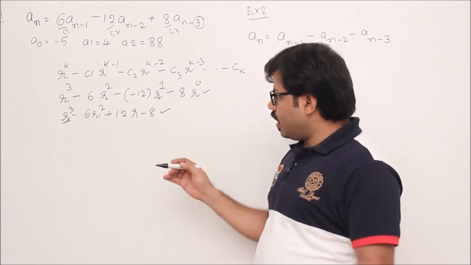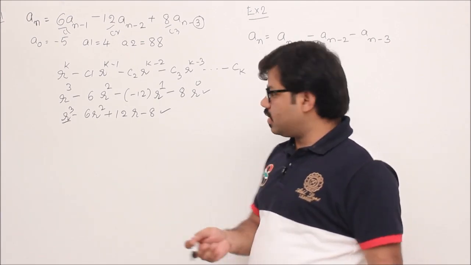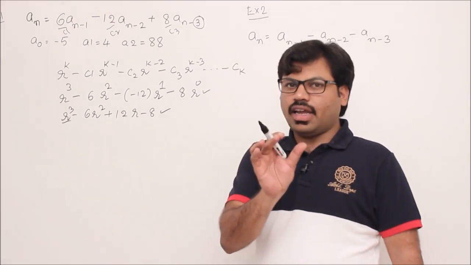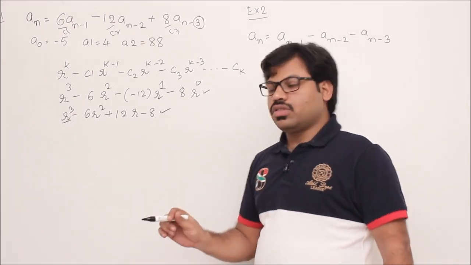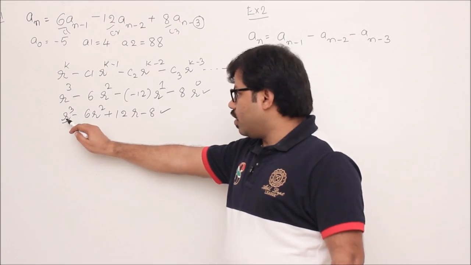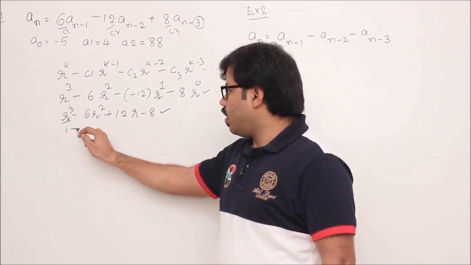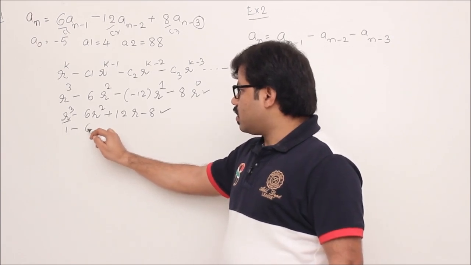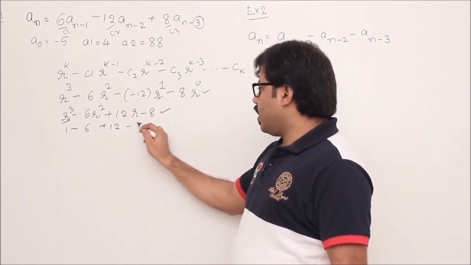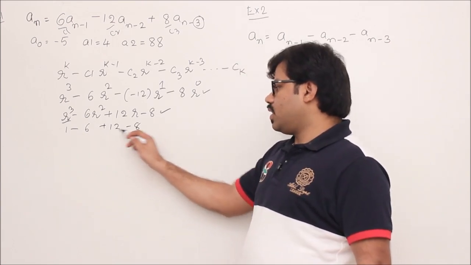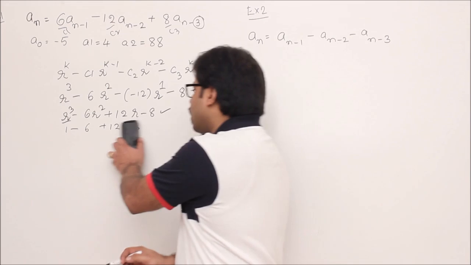For that, as we studied in our 7th or 8th standard, first of all we have to use trial and error and find one root. So let's try substituting r value 1. If you substitute r equal to 1, what happens? You just observe, it will be 1 cube minus 6 plus 12 minus 8. So 1 minus 6 is minus 5, plus 12 is 7, 7 minus 8 is minus 1. So it is not satisfying.